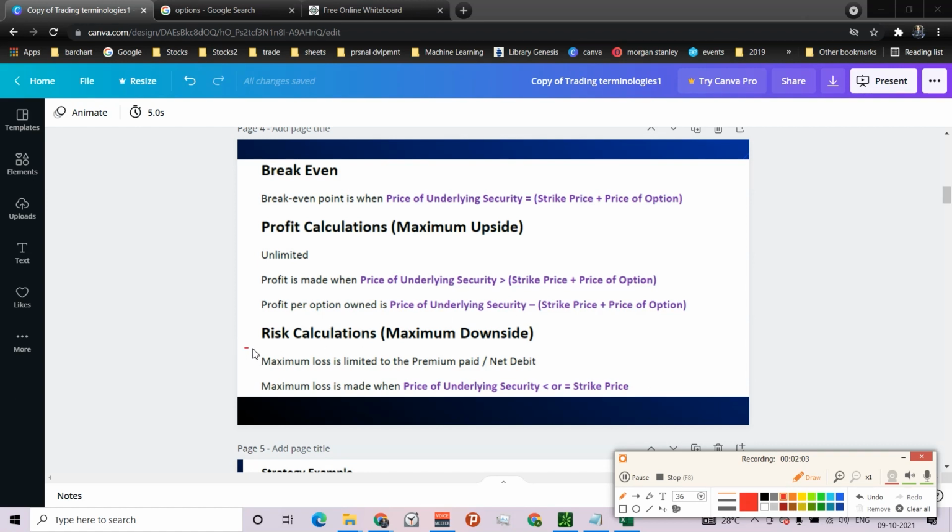For the risk calculation, that is the maximum downside, the maximum loss is limited to the premium paid, that is the net debit. When you buy that option, the maximum loss is made when the underlying security is less than or equal to the strike price.